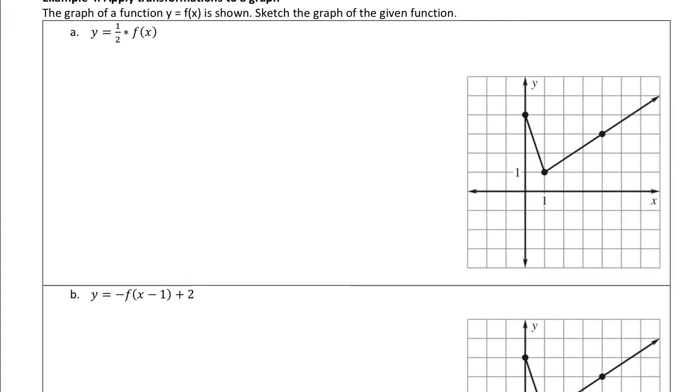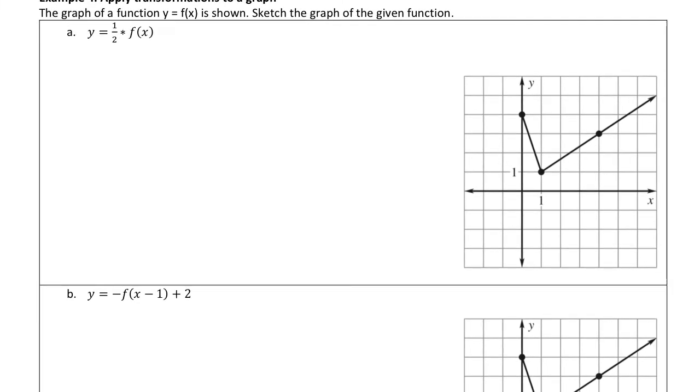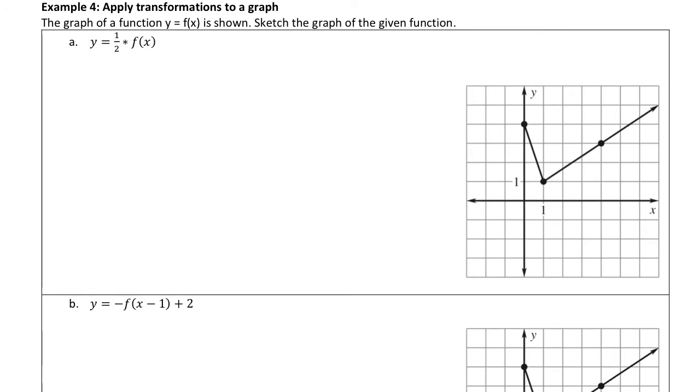Okay, so we're back for example 4 in the notes here. In this example, we are not transforming an absolute value function necessarily. This is just showing how we generally transform a function. So I'm giving you a specific graph, and then I'm giving you a transformation. It's about recognizing that transformation and then applying it on the graph.